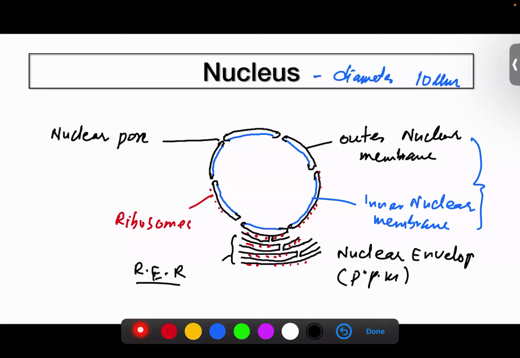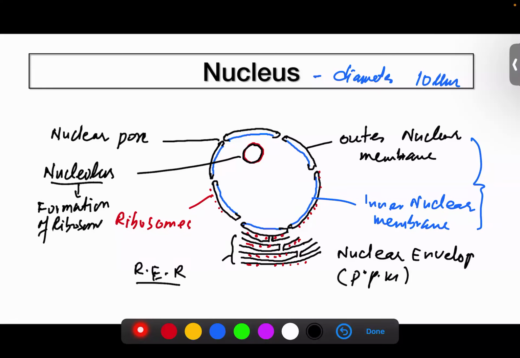We also have a spherical, densely stained body, one or more densely stained bodies in the nucleus. These are known as nucleoli. Singular would be nucleolus. And this nucleolus is involved in formation of ribosomes. We also have DNA covered with histone proteins, which is loosely coiled and is present in the nucleus.